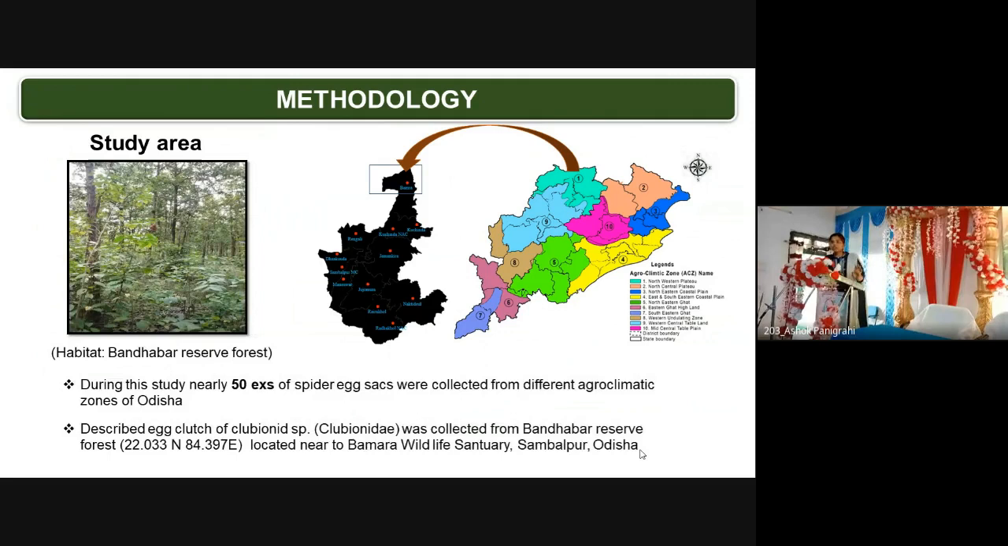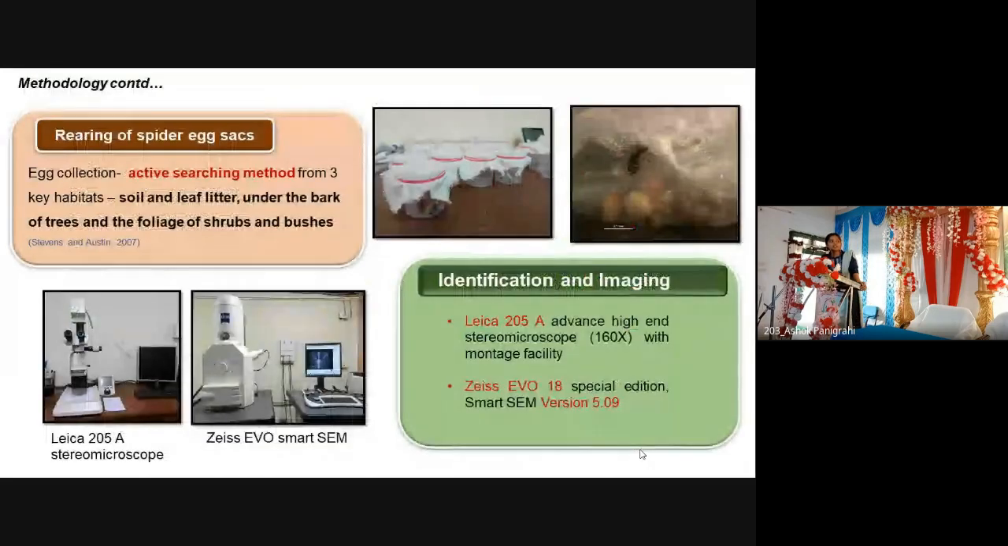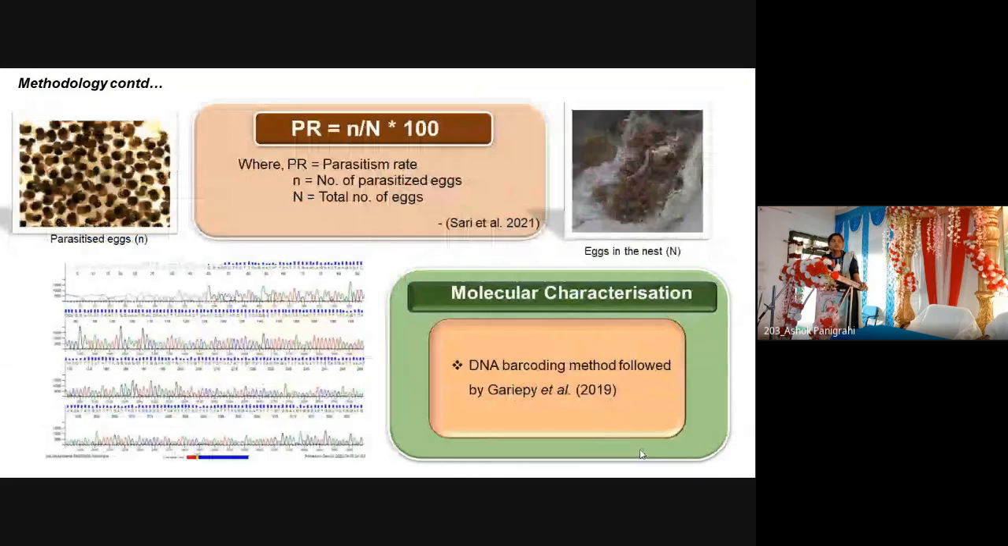That is our heroine of the story, because in Hymenoptera the female plays a major role rather than the male. So really it was done by the normal general method. I am not going into detailed methodology. Instruments are used for identification and photography. The parasitism rate was calculated by the Sarietal 2021 method, along with molecular characterization.